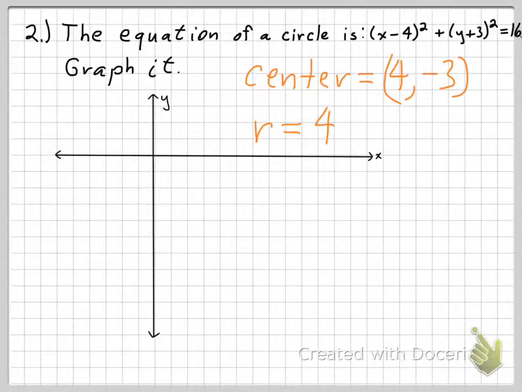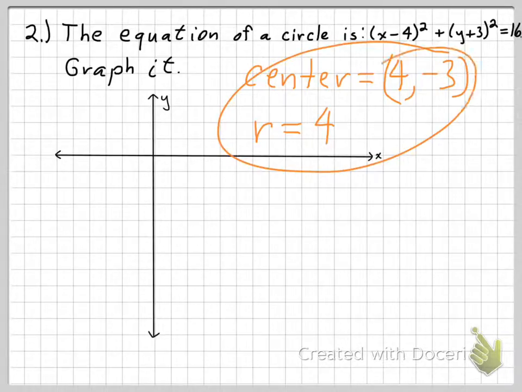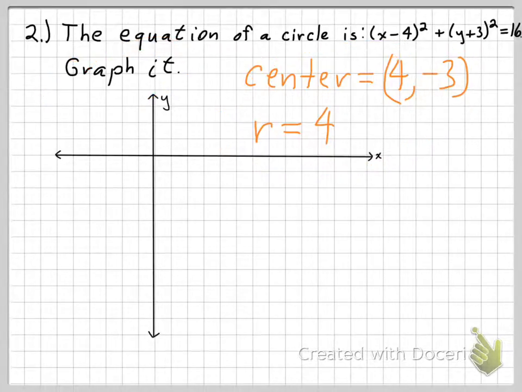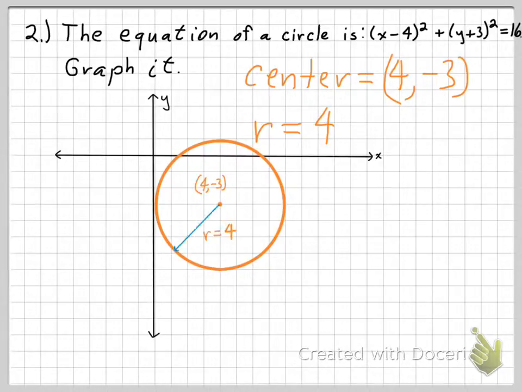So now I know everything that I need to create the circle itself, to actually graph the circle itself. Okay, I know the center and the radius. So there's my circle, with the center being 4, -3, and the radius is 4. Okay, and again, that's another type of problem you'll get where you're given the equation of the circle, like right here, and you need to graph the circle itself.